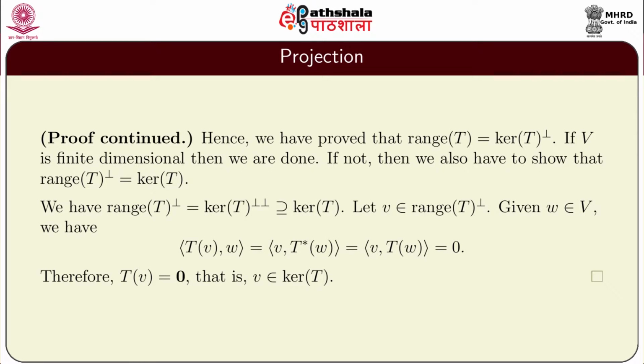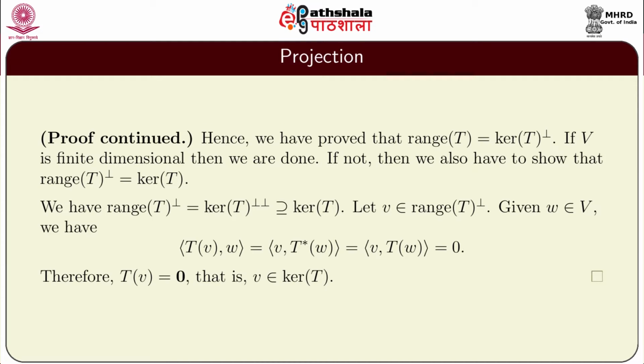Now, if V is finite dimensional, then we are done, because automatically then range of T perp would be equal to kernel of T. If not, then we also have to show that range of T perp is equal to kernel of T. Now, we have range of T perp is kernel of T double perp, which contains kernel of T.